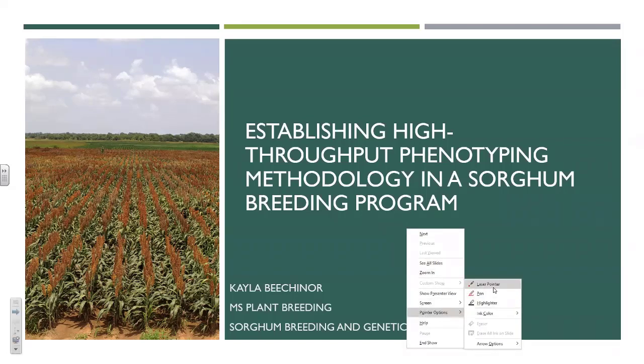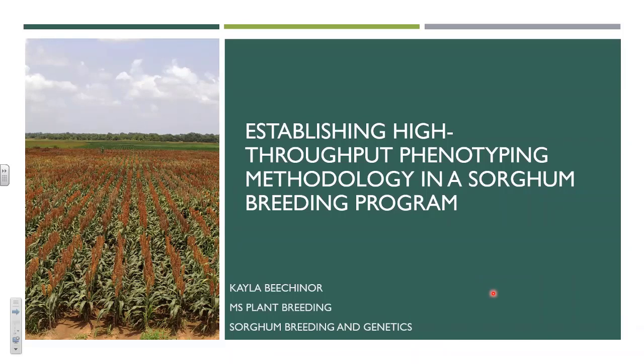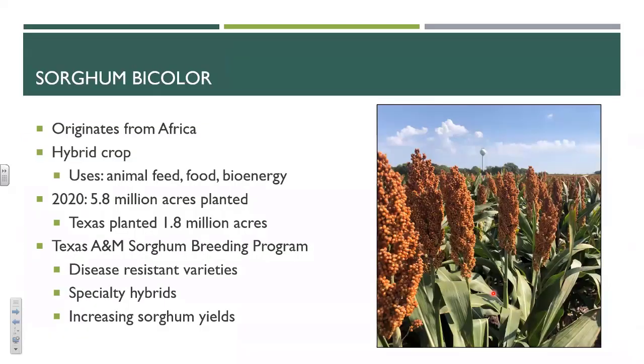So today I'm going to be talking about establishing high-throughput phenotyping methodology in a sorghum breeding program. So sorghum, it originates from Africa. In the United States, it is traditionally grown as a hybrid crop, with some of the main uses being animal feed, food for people, so like cereal, and then it's also a bioenergy crop. In 2020, 5.8 million acres were planted in the United States, with 1.8 million acres being planted in Texas specifically.